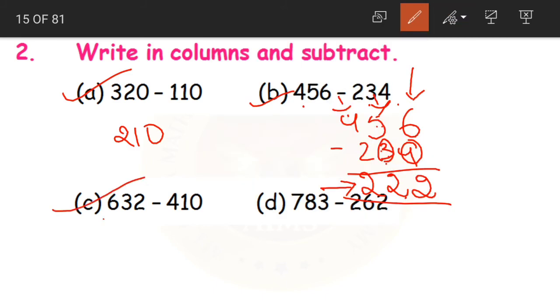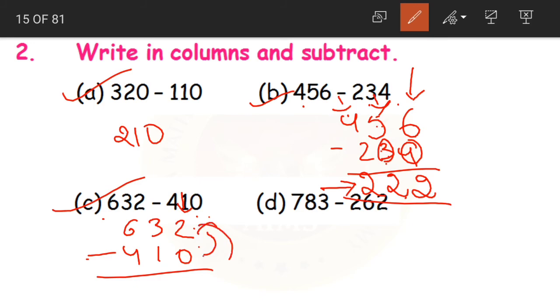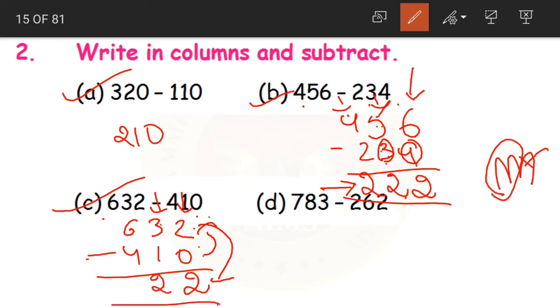Now moving on to question number C. 634 minus 410. Write in columns. Yes, one below the other. Starting from the ones place, 2 minus 0. Again, when we subtract 0 from any number, the answer will be the number itself. So 2 minus 0 is equal to 2. Now coming to the tens place, 3 minus 1. Yes, children, open 3 fingers and close 1 finger. We'll be left with 2. So 3 minus 1 is equal to 2.